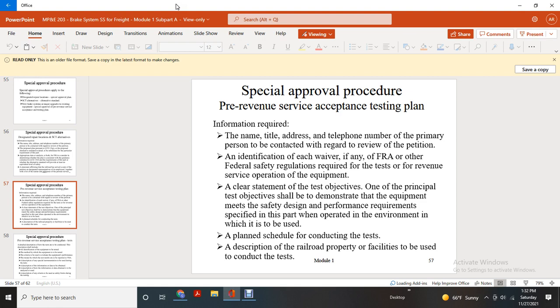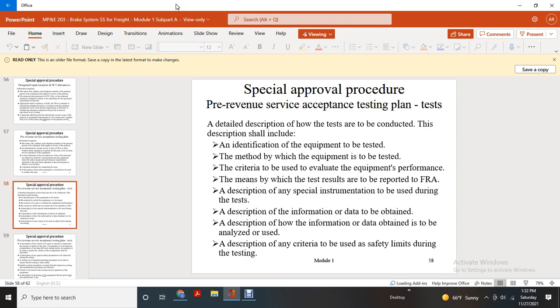As planned, a plan scheduled for the conducting of the test, and a description of the railroad property facility to be used for conducting the test. Special approval procedure for the pre-revenue service acceptance testing plan: a detailed description of how the test is to be conducted, including identification of the equipment to be tested, the method of the equipment to be tested, the criteria to be used to evaluate the equipment's performance, the means for the test results to be reported to the FRA, a description of special instrumentation to be used to determine the test, a description of how the information data is to be obtained, how it will be analyzed, and any of the criteria to be used as the safety limit during the testing.